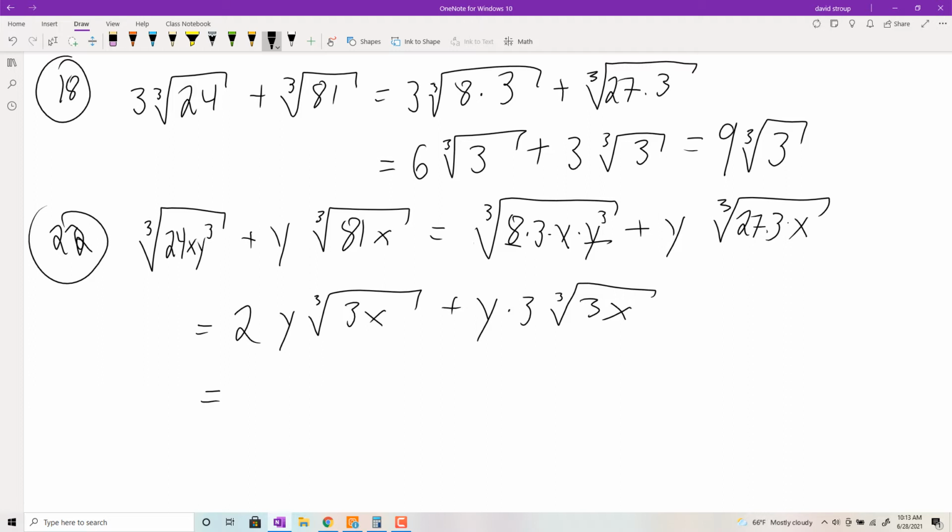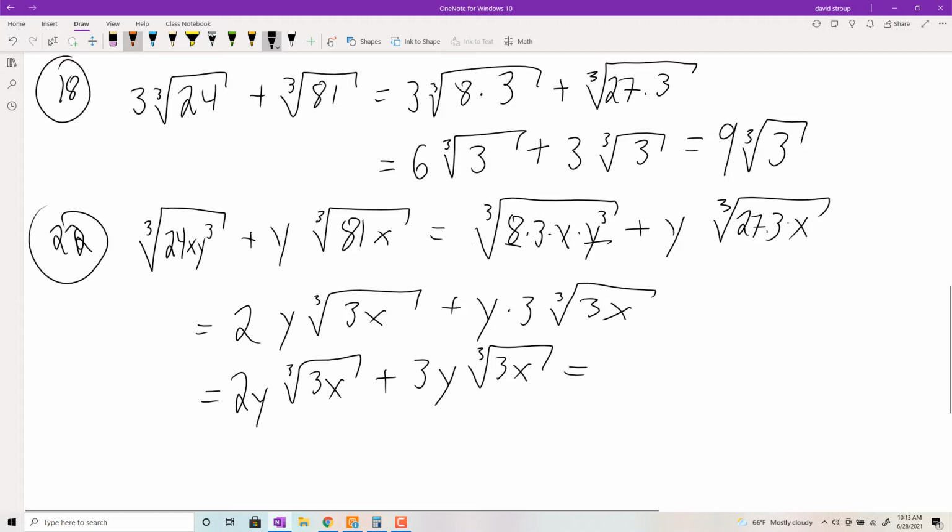We could rewrite it if you wish. 2y cube root of 3x plus, instead of y times 3 times, write it as 3 with the y in front. So 3 times y times the cube root of 3x. Okay. So those are definitely like terms, where they have that in common.